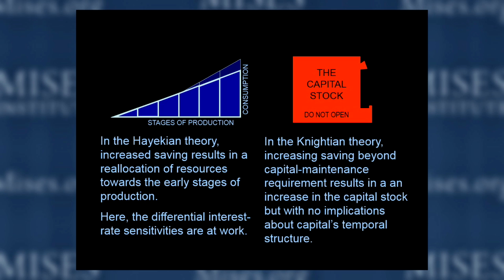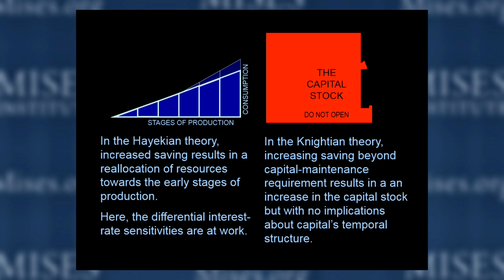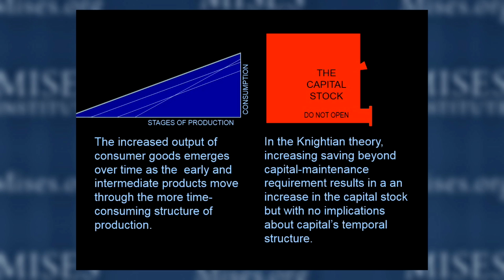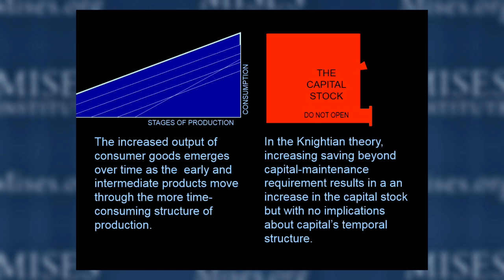In the Knightian theory, increasing savings beyond capital maintenance requirement results in an increase in capital stock, but with no implications about the capital's temporal structure, because there was no time structure in the capital stock in the first place. So in that case, it would be growing, but with no tilt towards bigger savings. Okay. Yeah, those are big jumps, okay?